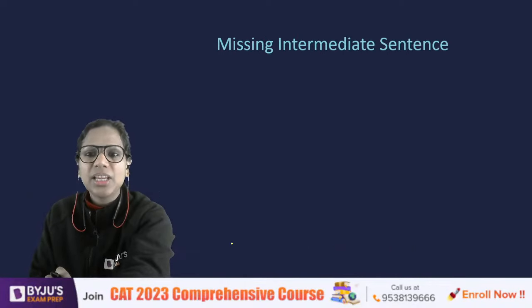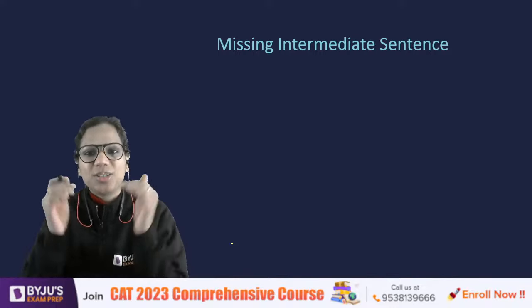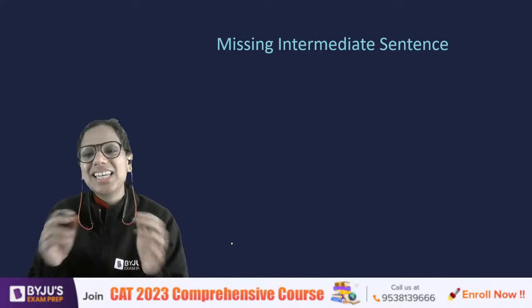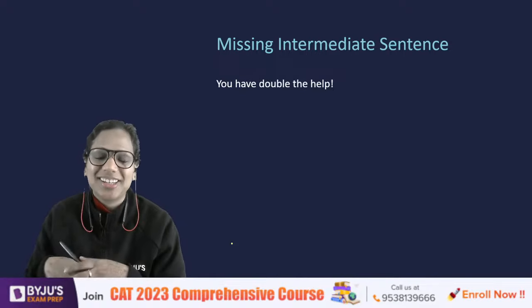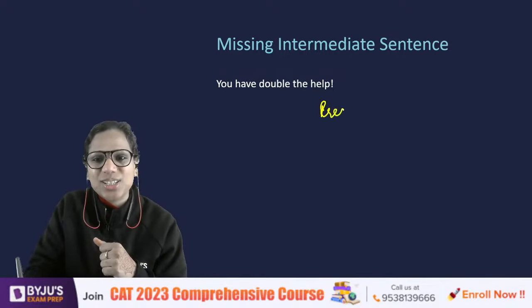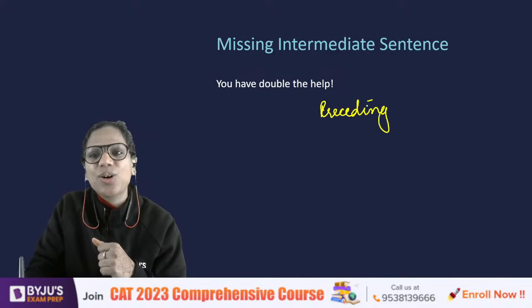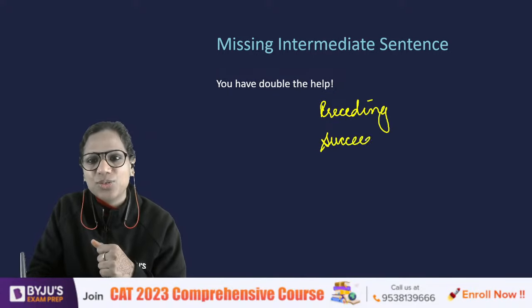Okay. Let's now talk about the missing intermediate sentence. This is the easiest question type in my opinion. Why? Because you have double the help here. You have the help of the preceding sentence also and the succeeding sentence also. So make use of that.